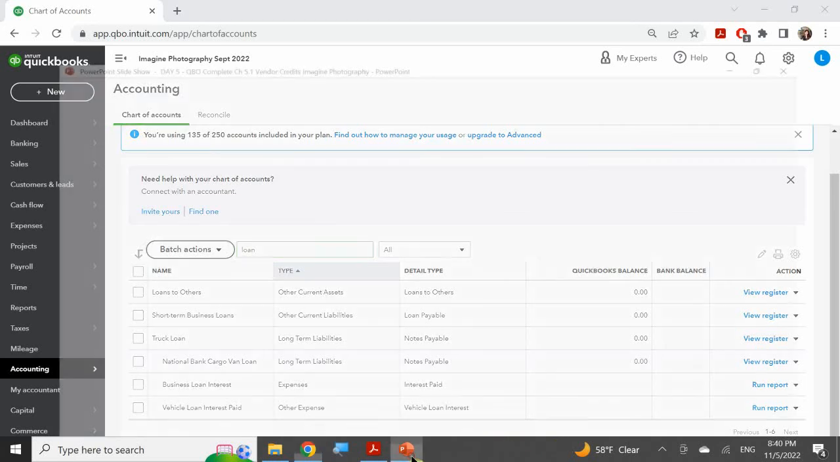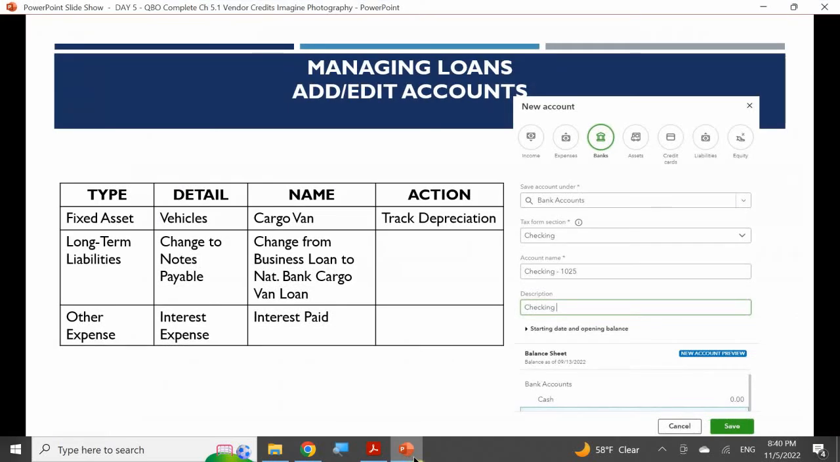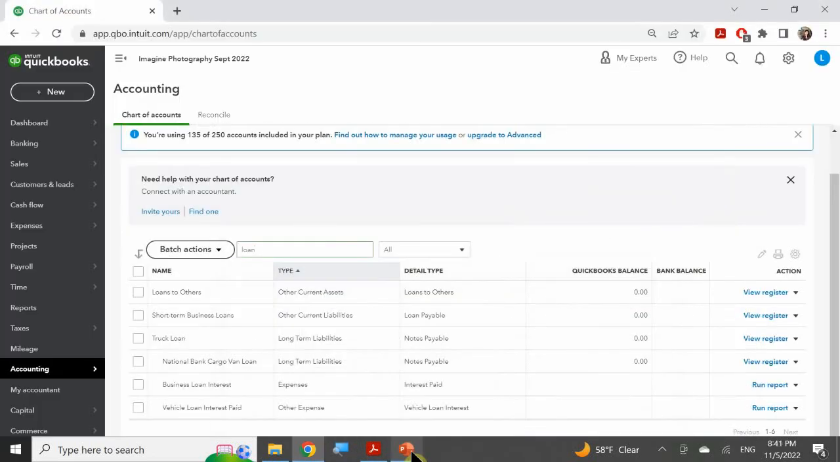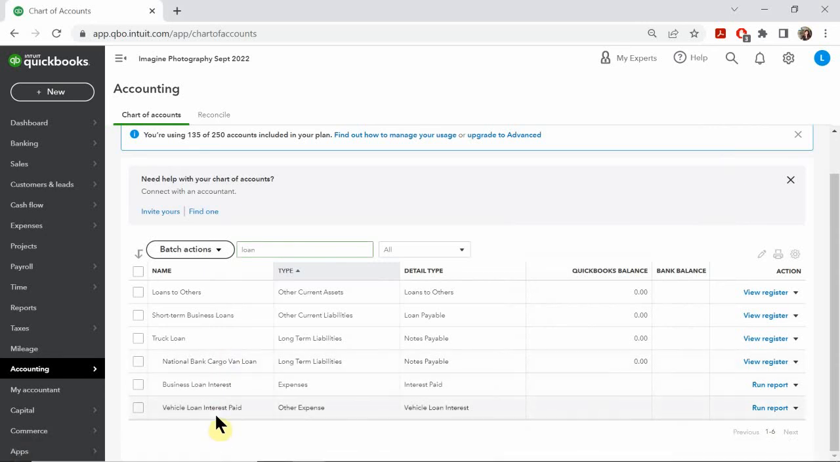Okay, and then let's see here. You need to have the interest expense, other expenses for the interest paid. So therefore, I'm going to go ahead and add that in there. Now, in this case, I have the business and vehicle loan interest paid. Oh, right here, vehicle loans interest paid. I already have the account right here. Okay, other expenses, and I think I'm going to change this one.